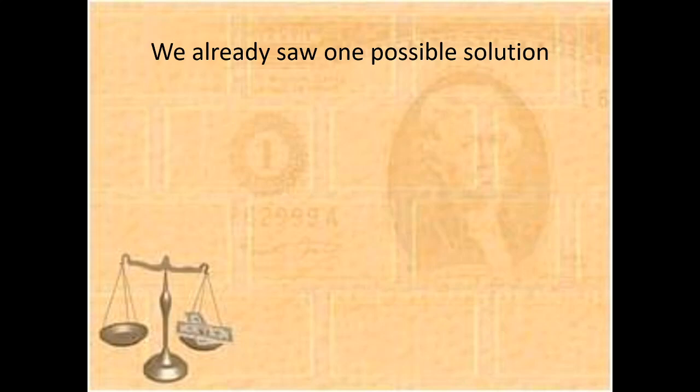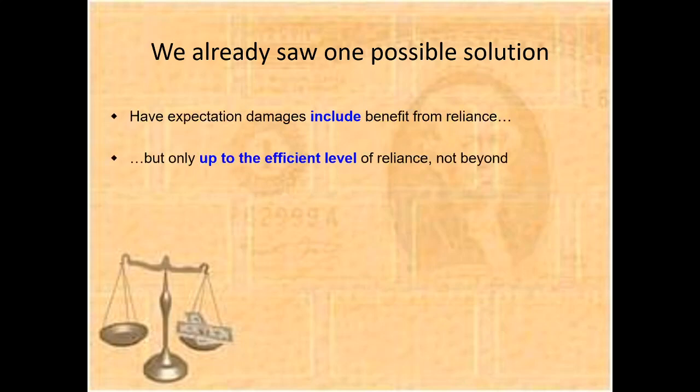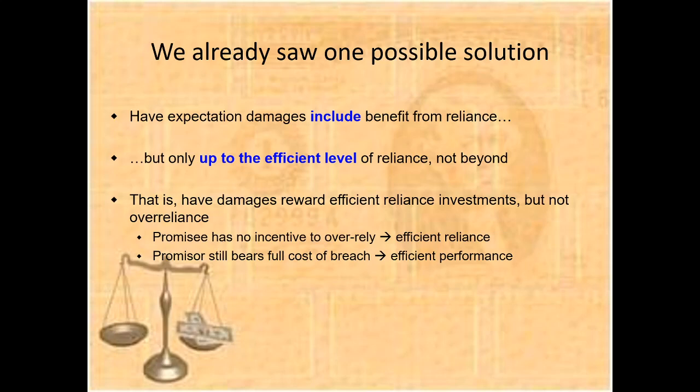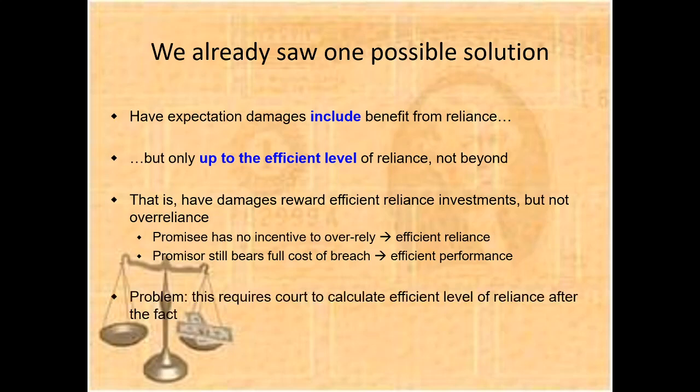But at the same time, we have already seen one possible solution, that is, have expectation damage include benefit from reliance, but only up to the efficient level of reliance, not beyond. So you have to make the point that it is the efficient level of reliance. That is, have damages reward efficient reliance investment, but not over-reliance. A promisee has no incentive to over-rely; if they rely at the efficient level, and the promisor still bears the full cost of breach, then efficient performance is the result.